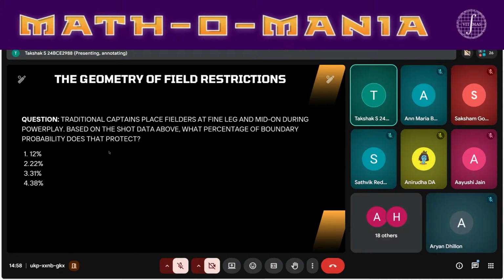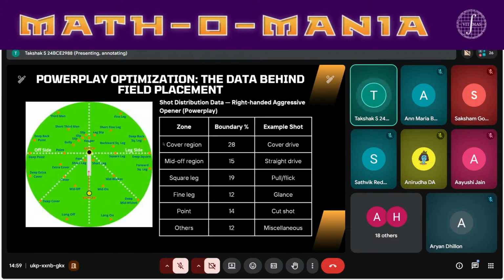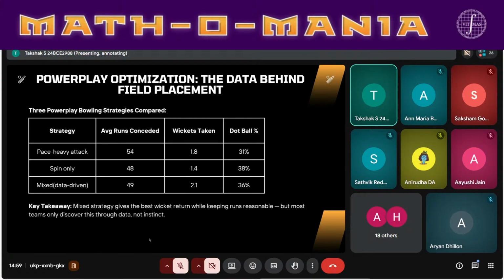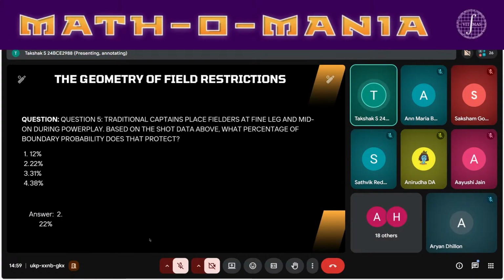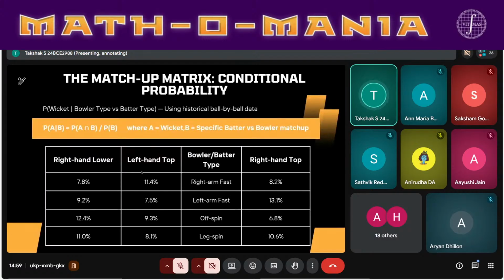And the next question is, traditional captains place fielders at fine leg and mid on during power play. Based on the short data above, what percentage of boundary probabilities does that protect, from this data, guys? Fine leg and mid on. So it covers 22%. And the next topic is the matchup matrix conditional probability.